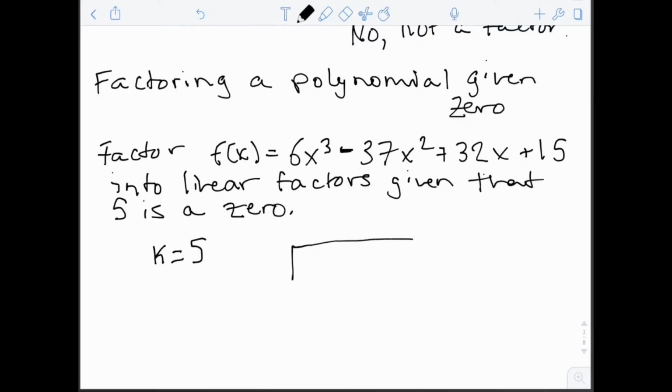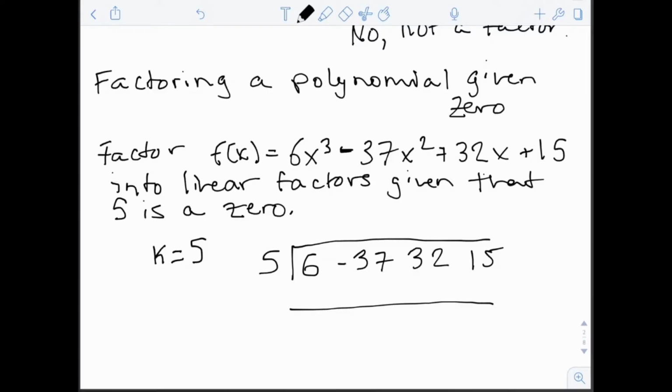And now all we need to do is set up our numbers underneath our line here. So let's go ahead and see. It does not appear as though we will need some placeholders, so we can go ahead and write our leading coefficients of a 6, a negative 37, a positive 32, and then finally a positive 15. Again, we know what that k is. That k is going to be a positive 5 on the outside.